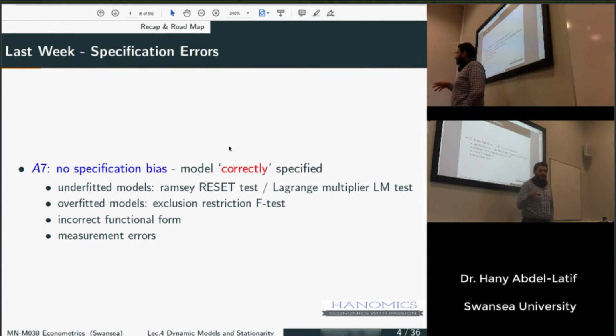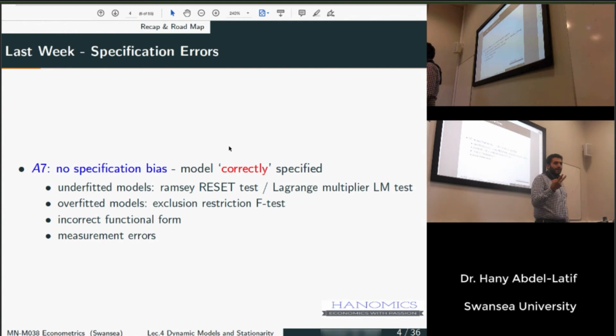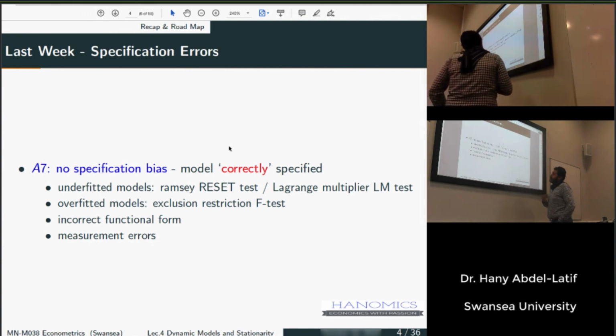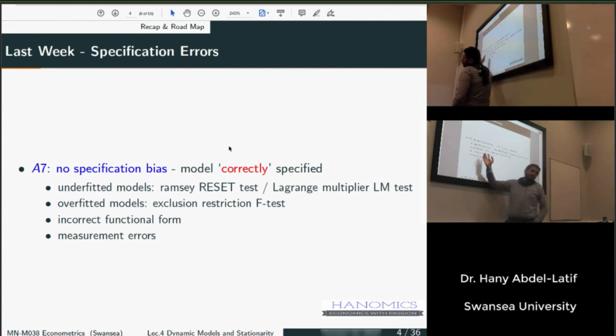And we did some exercise last time. We included in our model 2 variables that we just created independently. They are not actually related to family income at all. And we saw how this affected the estimation. And also, this includes the incorrect functional form.